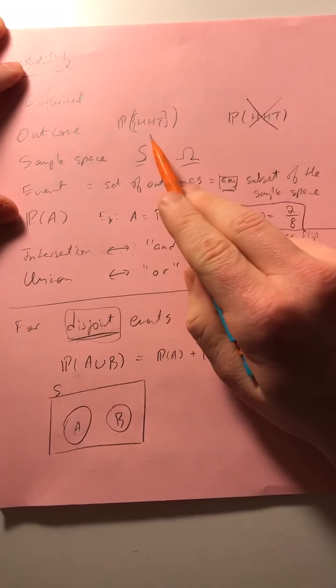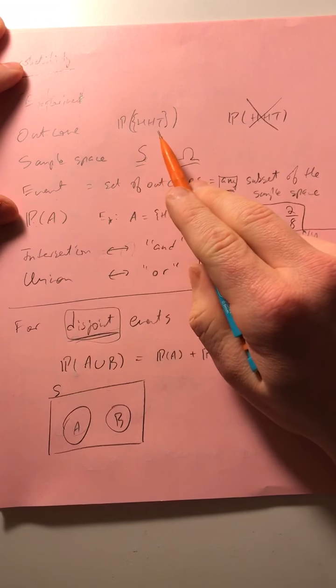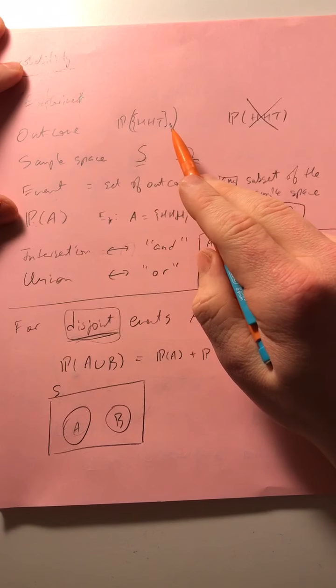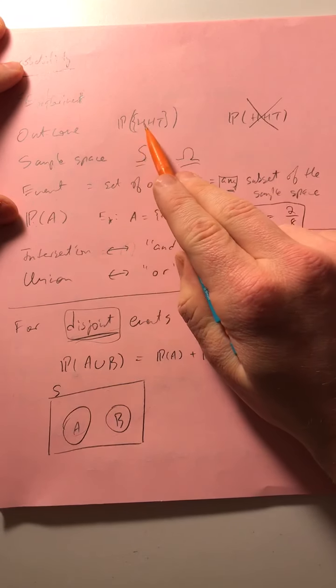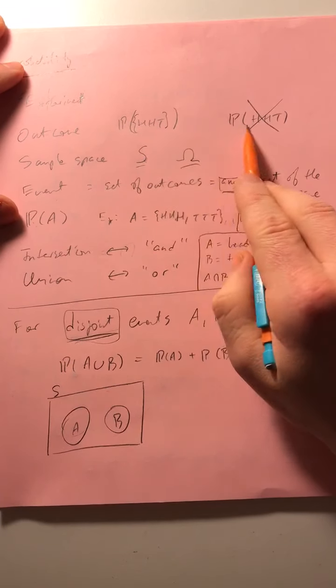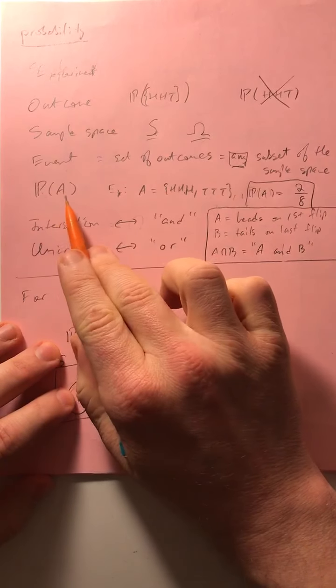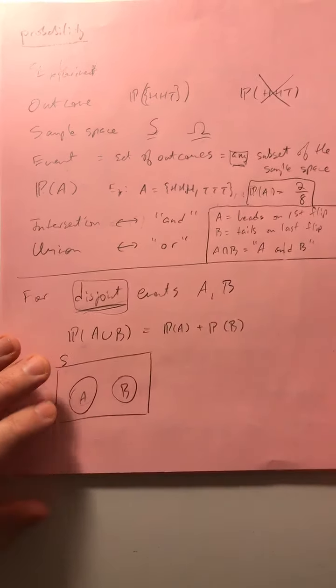So here, the singleton consisting of the single HHT outcome is a set. And I can talk about the probability of that event. And this is the probability of observing heads, heads, tails. So there's a formal versus informal distinction, but for us, that distinction will not matter. But formally speaking, we only ever talk about the probability of an event, which is a set of outcomes.